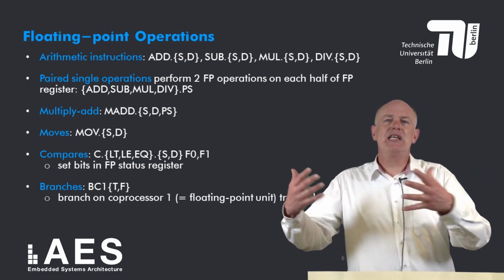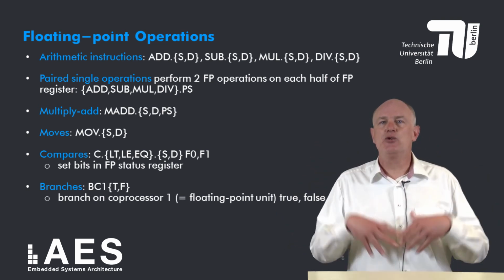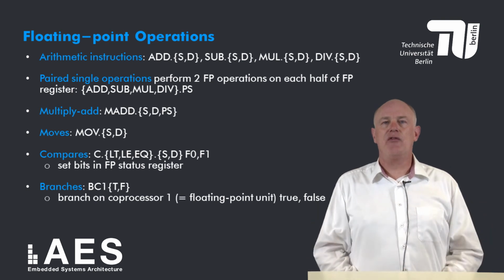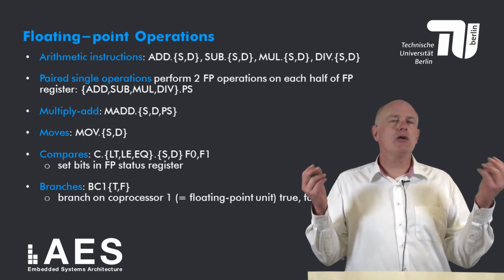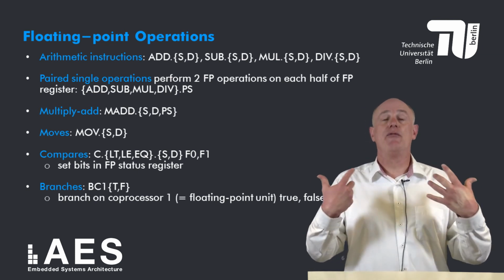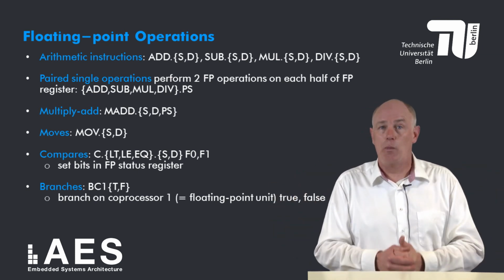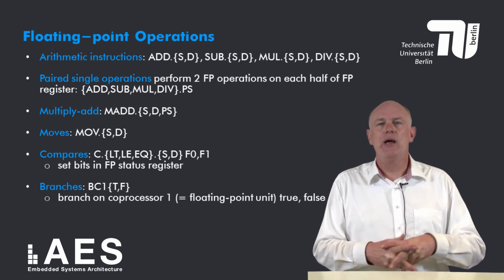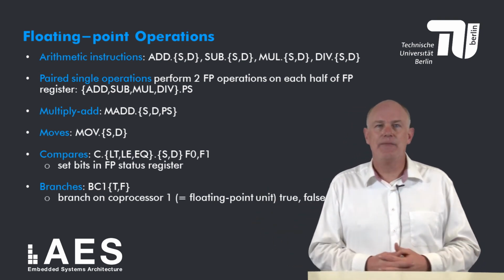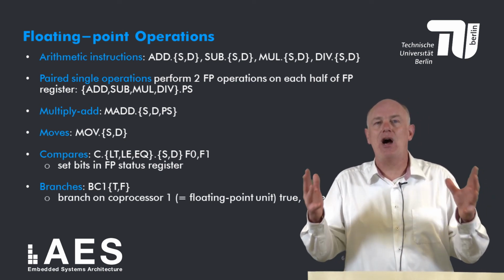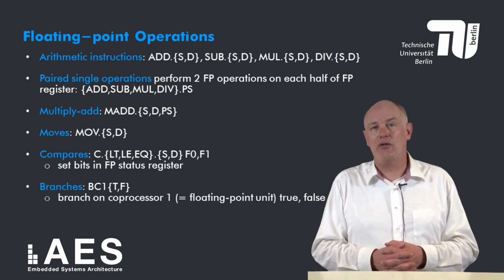Thereafter, branch instructions test this bit to see if it is true or false and jump if the condition is fulfilled. Because the first MIPS processor didn't have a floating point unit, but an optional floating point coprocessor, the acronyms of these instructions are BC1T or F, which stand for branch on coprocessor 1, true or false.